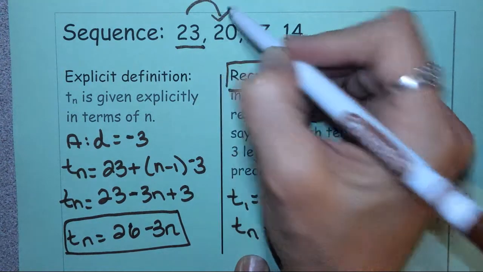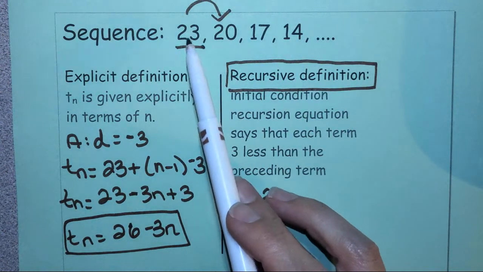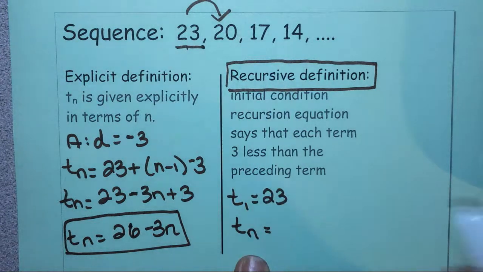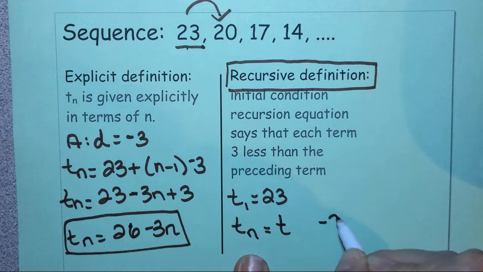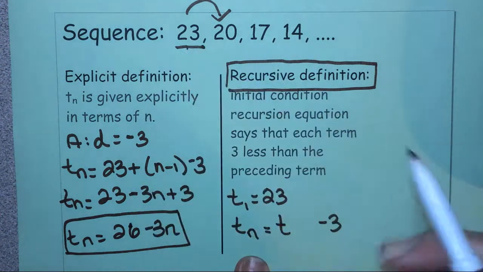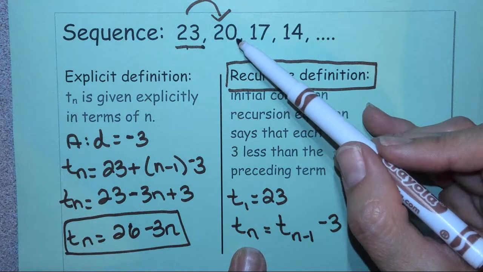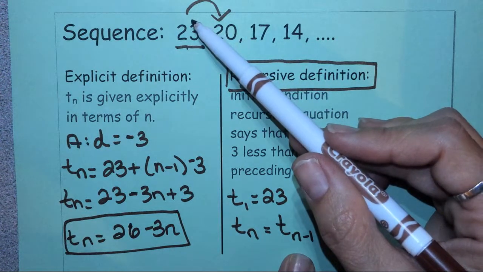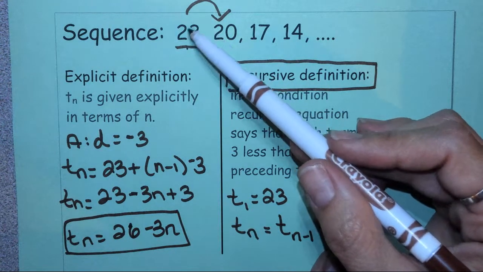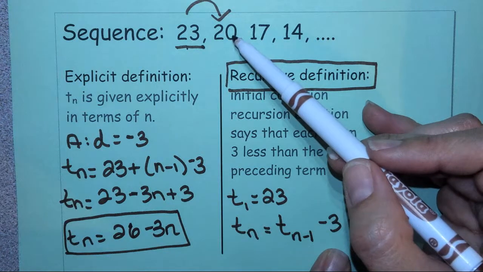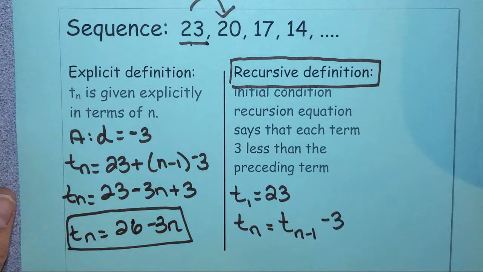To get to 20, what do I have to do to the 23? Well, y'all told me in class we have to subtract 3. So I'm subtracting 3 from the previous term, and we denote that with a little n minus 1 subscript. So this says if I want the second term, I go back a term and subtract 3. So 23 take away 3 gives me 20. And that's what a recursive definition looks like.